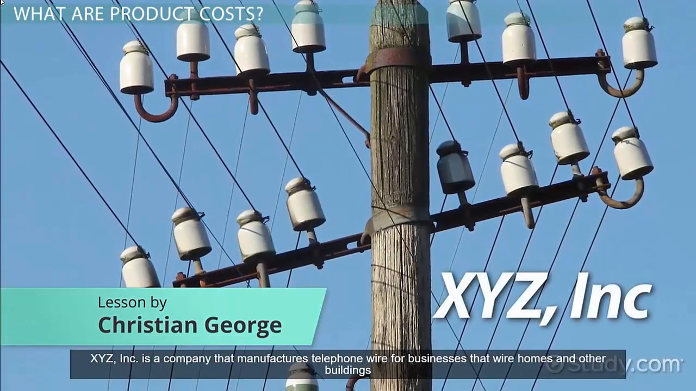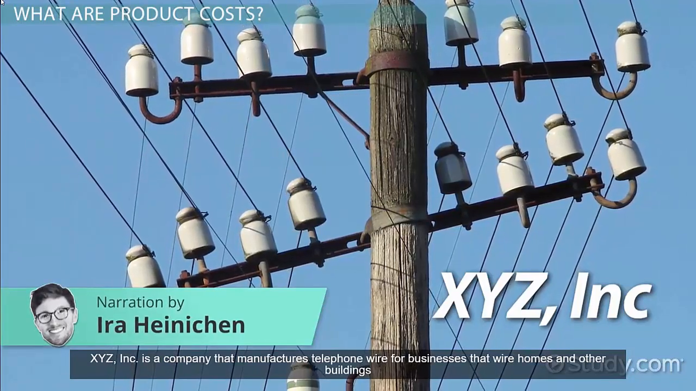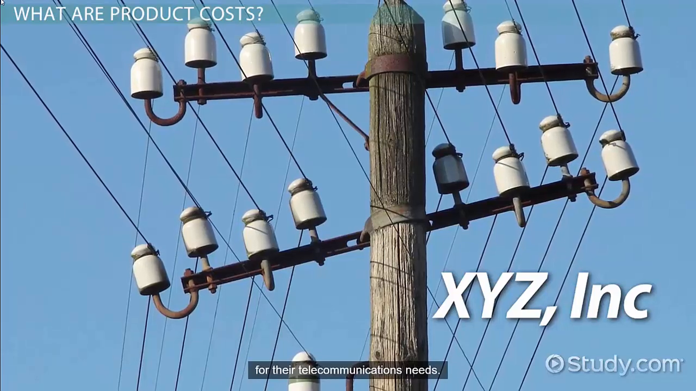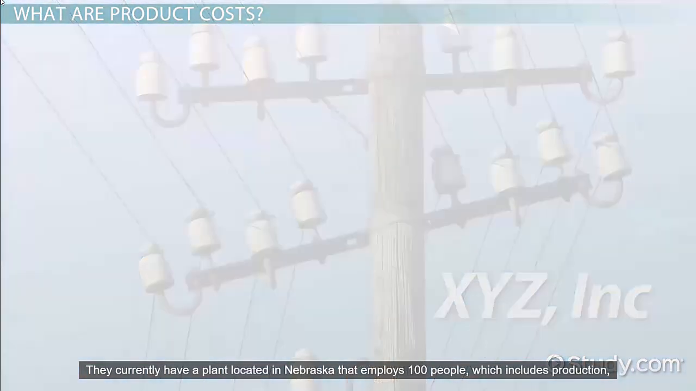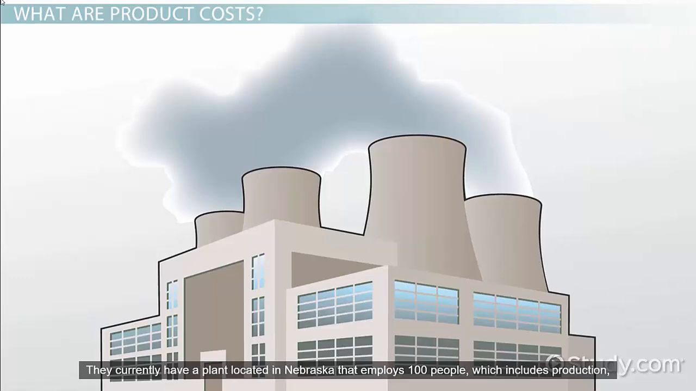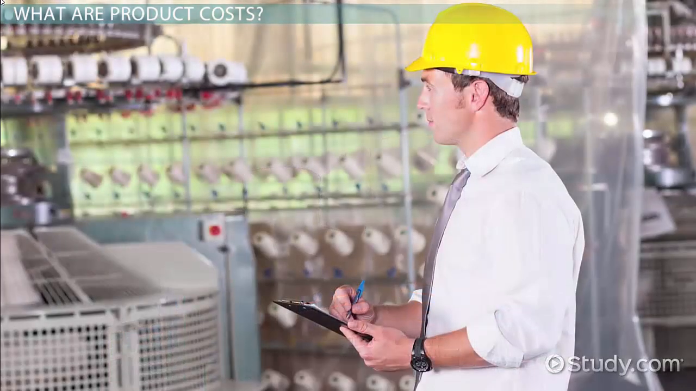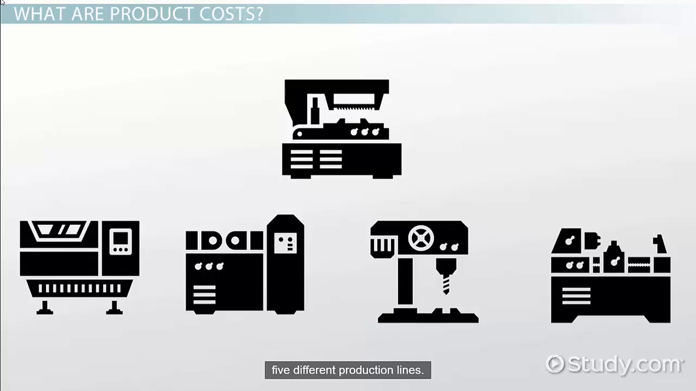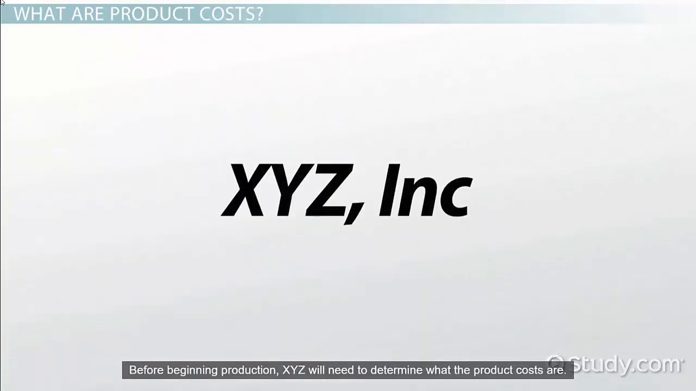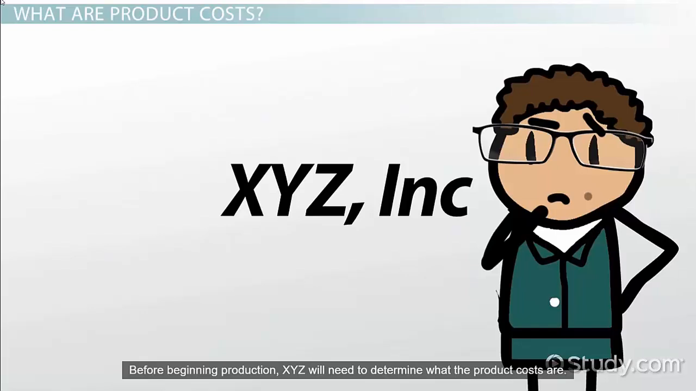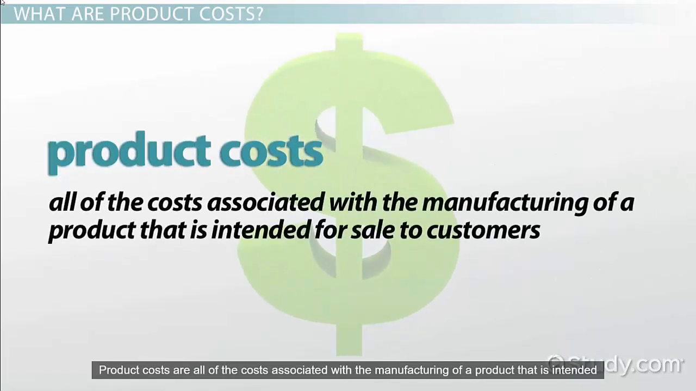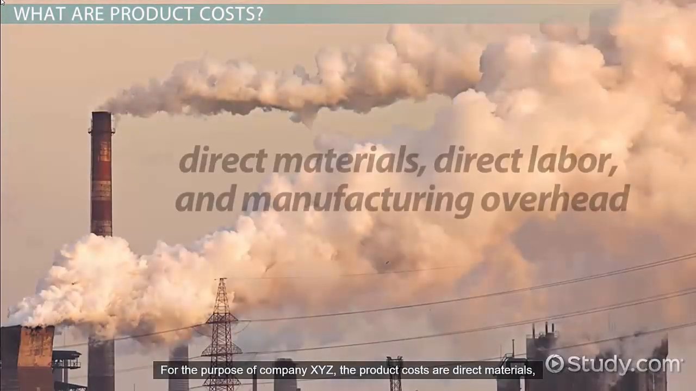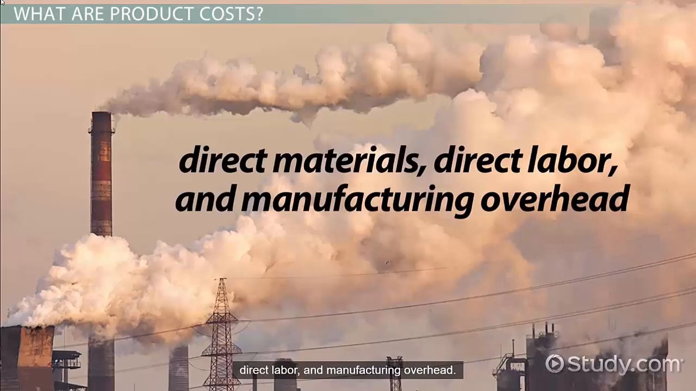XYZ Incorporated is a company that manufactures telephone wire for businesses that wire homes and other buildings for their telecommunications needs. They currently have a plant located in Nebraska that employs 100 people, which includes production, support staff, and management. The process of manufacturing telephone wire requires 5 different machines located on 5 different production lines. Before beginning production, XYZ will need to determine what the product costs are. Product costs are all of the costs associated with the manufacturing of a product that is intended for sale to customers. For the purpose of company XYZ, the product costs are direct materials, direct labor, and manufacturing overhead.